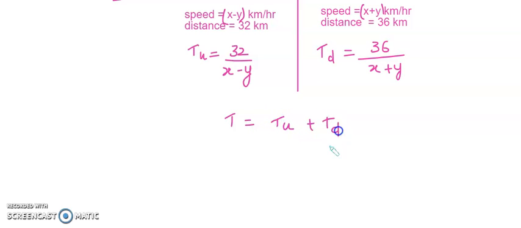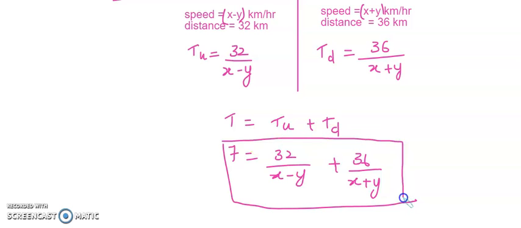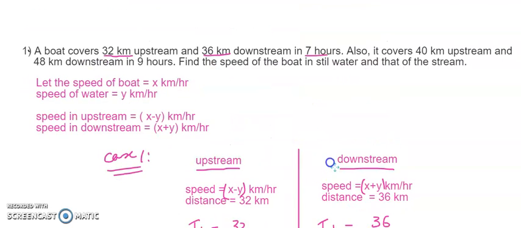So that is when we are getting the total time. So it is 7 hours is equal to 32 divided by x minus y plus 36 divided by x plus y. Now if you remember, we have done something like this in reducible form of equations, where we're converting the given equation into simultaneous equations, and we did the double elimination method. This is the one which I was discussing there. Now let's talk about the next equation.